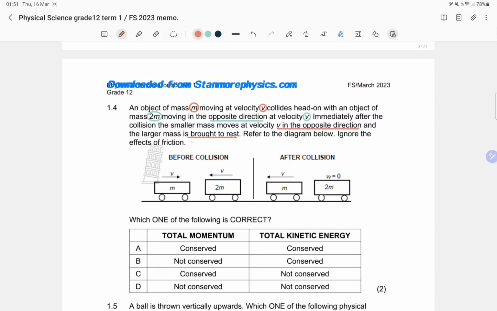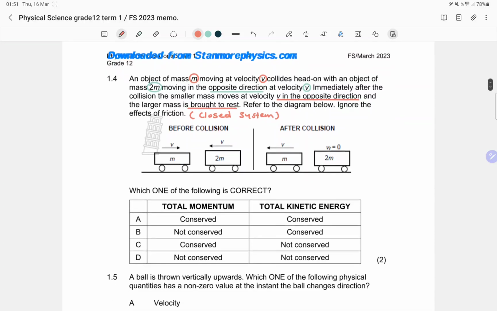So if that is the case, we know that we are creating some sort of a closed system. Okay, so that is something we have to keep in mind. And then we have a diagram there. So it says now which one of the following is correct? Total momentum. Remember, total momentum in a closed system is conserved. Anything that says otherwise, we disregard. Okay? Great. Then total kinetic energy. That's a story for another day.